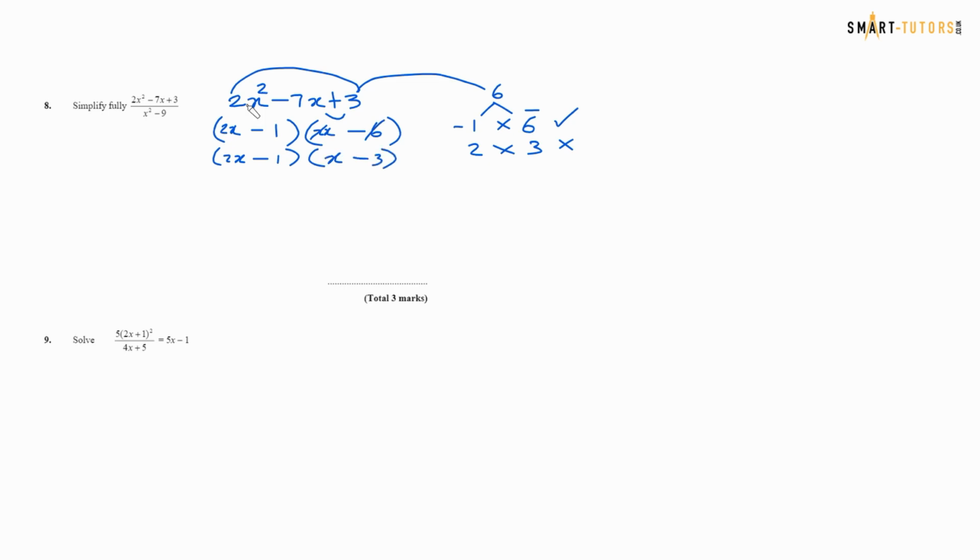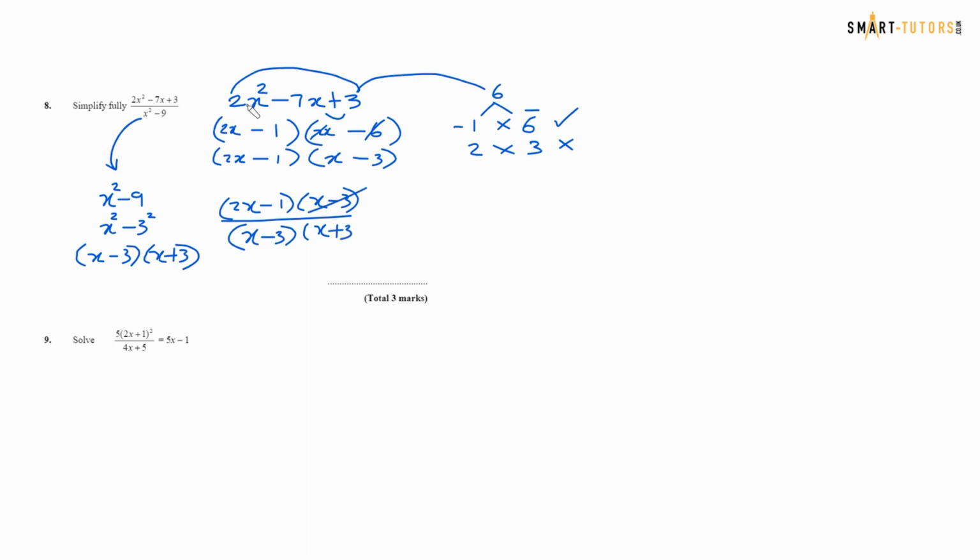So that is the final answer on the top. The denominator x squared minus 9 can be x squared minus 3 squared, difference of two squares. So x minus 3, x plus 3. So finally 2x minus 1 in one bracket, x minus 3 in the other bracket, underneath x minus 3, x plus 3. The x minus 3 and x minus 3 cancel. So the final answer is 2x minus 1 over x plus 3.